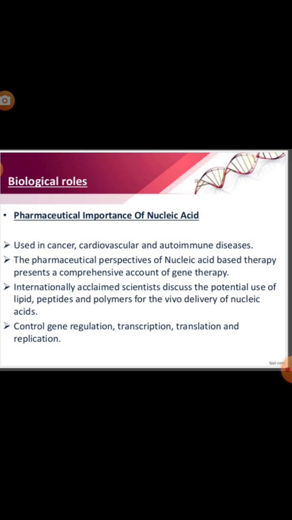Nucleic acids control gene regulation, transcription, translation, and replication. As we all know, as per the central dogma of science, formation of DNA from DNA is known as replication. Then formation of RNA from DNA is transcription, and synthesis of proteins from RNA is known as translation. All these processes occur within the cell of our organism with the help of these nucleic acids.